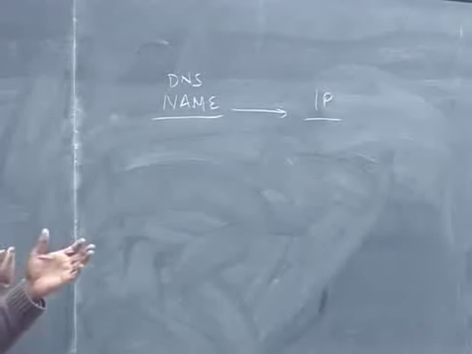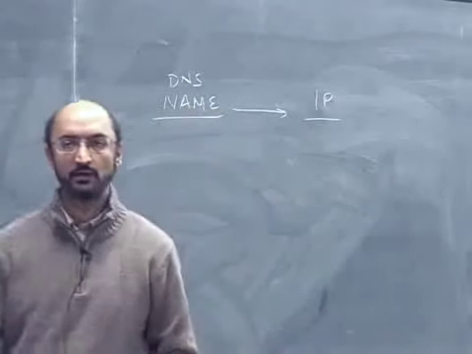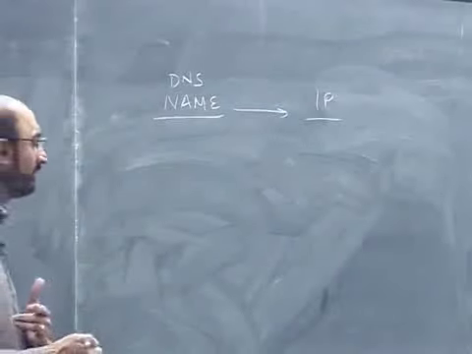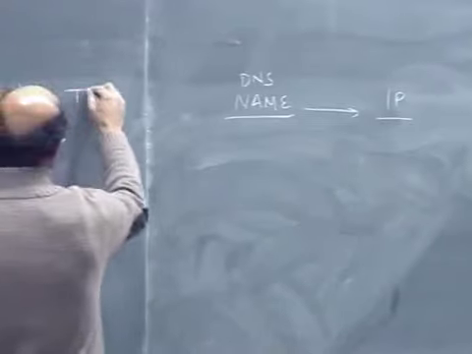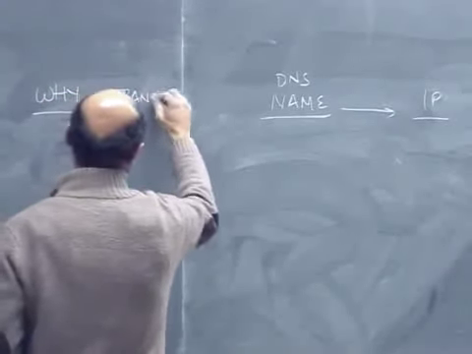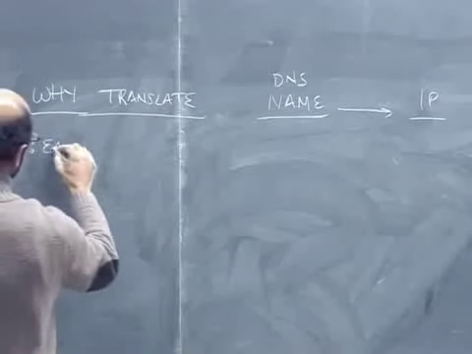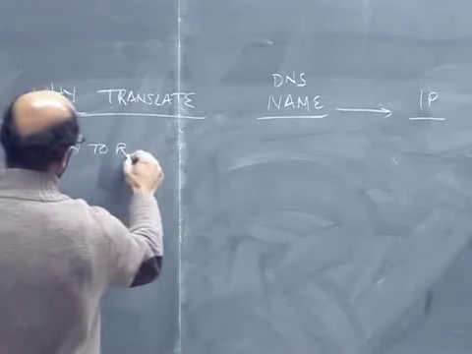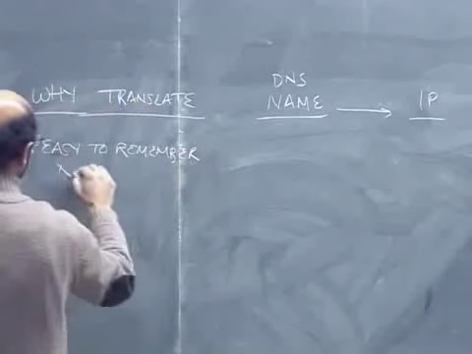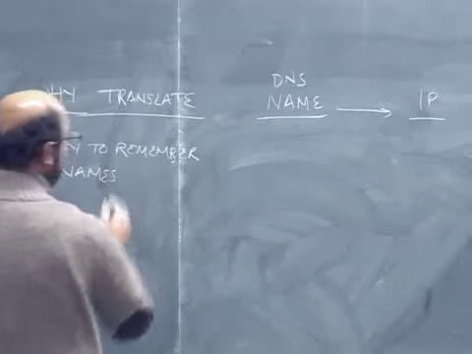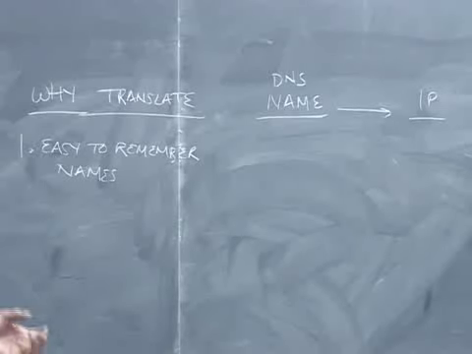So domain name system, or DNS, is a protocol which allows you to do this translation. You can think of it as a system where you give it a name, and it says, here's the IP address. Now, there are a couple of reasons why I want to do it. So why translation? The first reason is it's easier to remember names. I don't want to go to 179.28.32.4. I'd rather go to google.ca. So it's easier to remember.